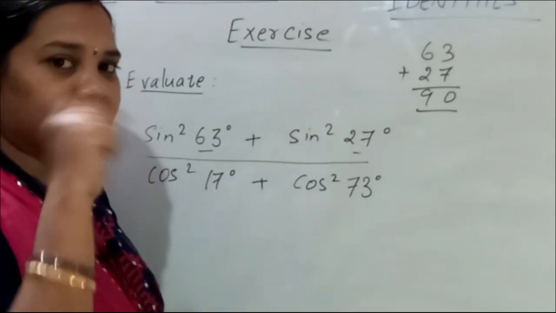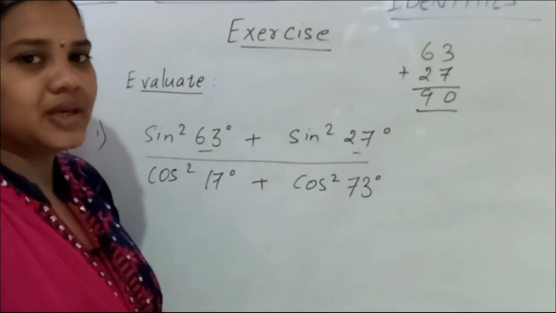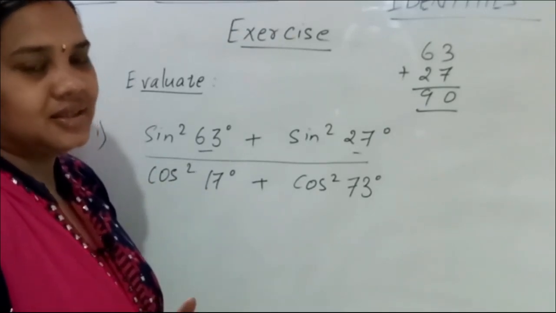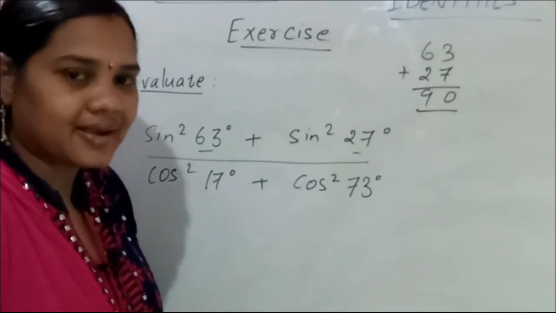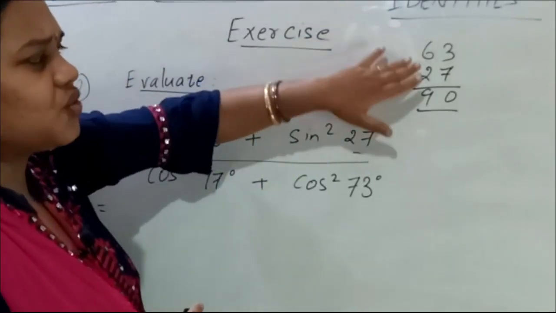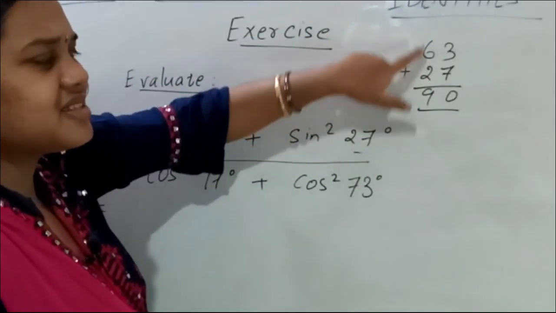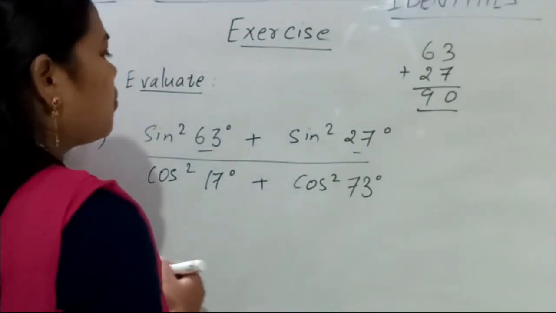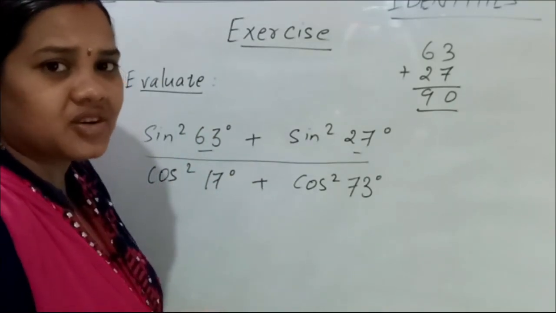Remember, I explained complementary angles before also. Two angles are said to be complementary if their sum is 90 degrees. Here 63 degrees and 27 degrees, their sum is 90 degrees. It means 63 and 27 are complementary angles. And we know that sin and cos are also complementary.